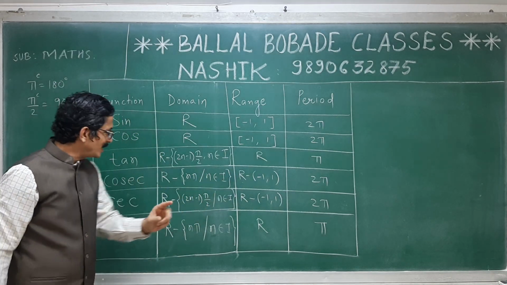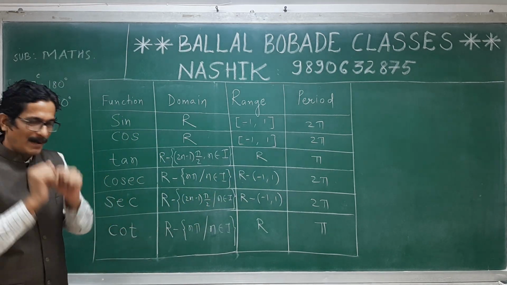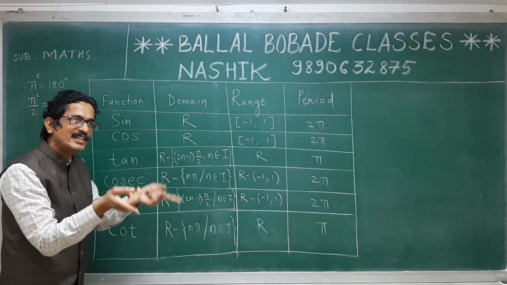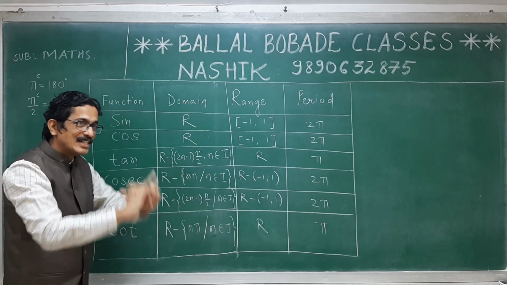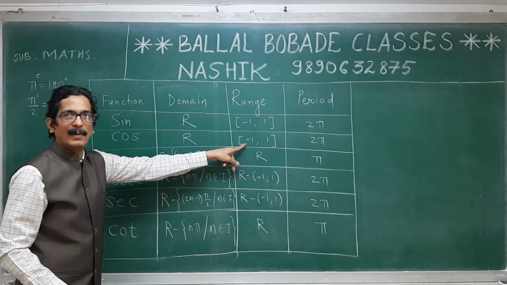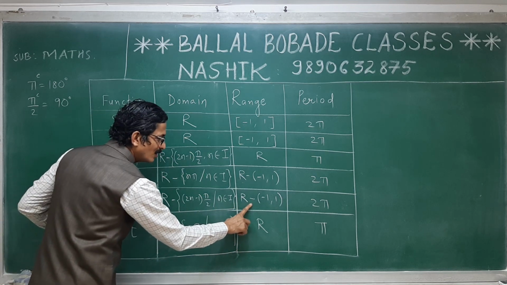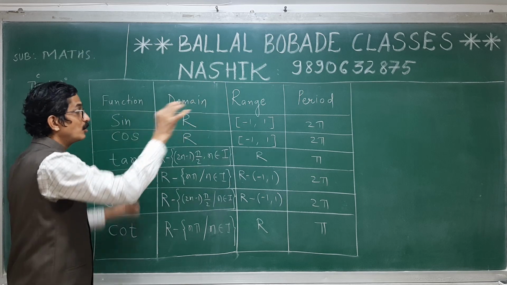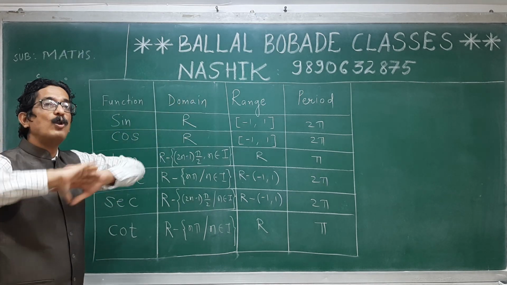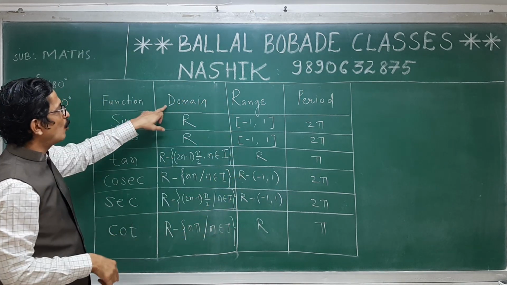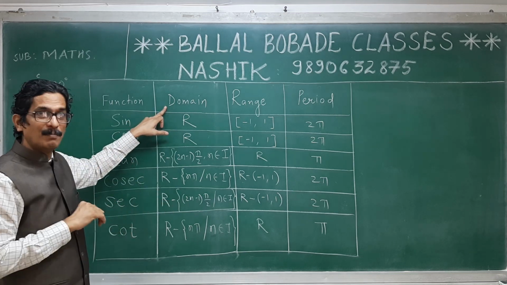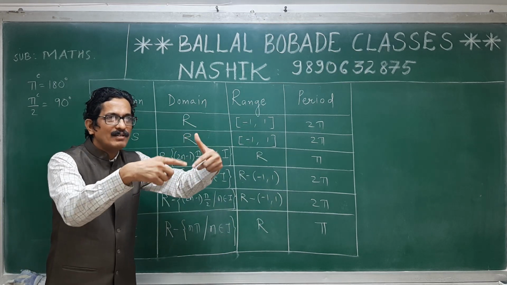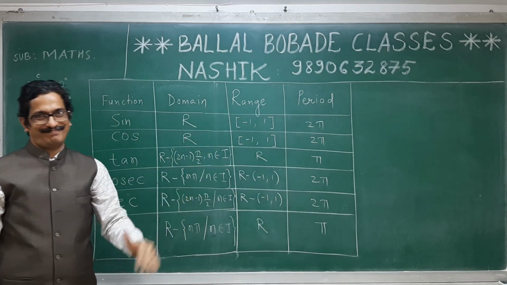And the same logic is applied for sec. Tell me, cos theta lies between what? Minus 1 and 1. Cos theta is between minus 1 and 1, so its reciprocal will not lie between minus 1 and 1, and therefore see the range. It's all real numbers except minus 1 and 1. So this table is utmost important. The whole of trigonometry is based on this. Domain is the value theta can accept. The range is the value of this function. Period is the minimum interval after which it repeats.